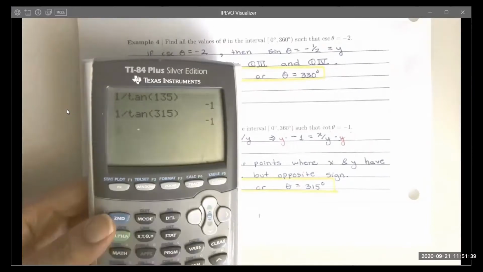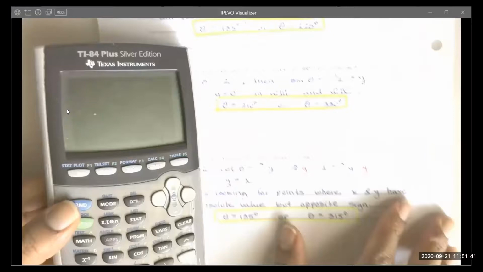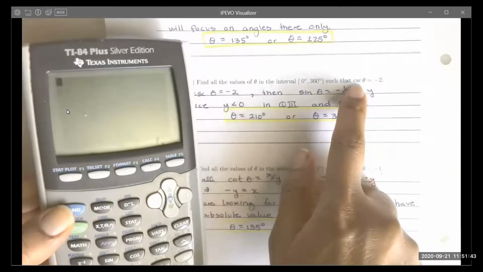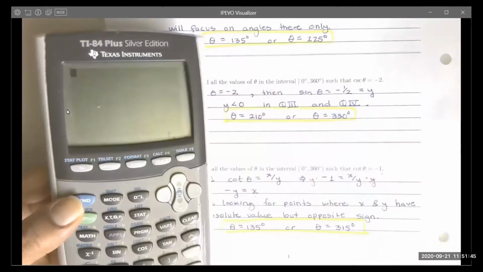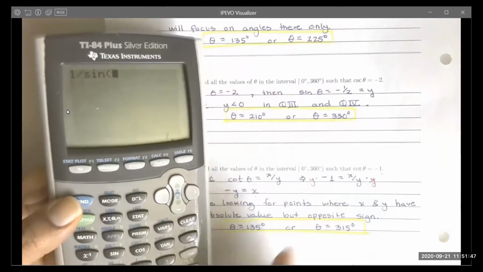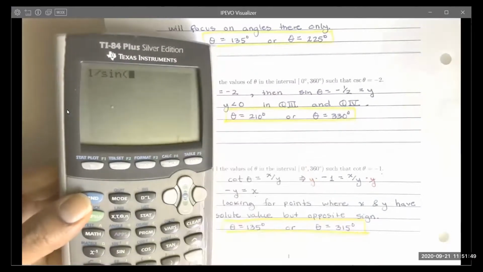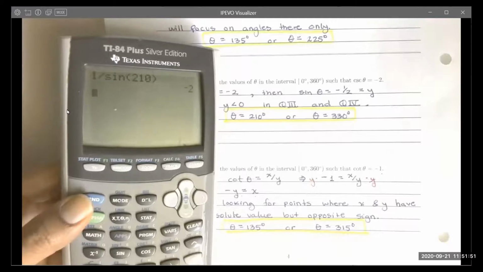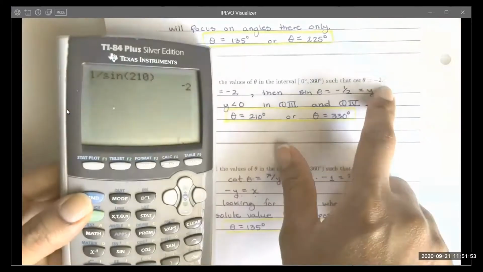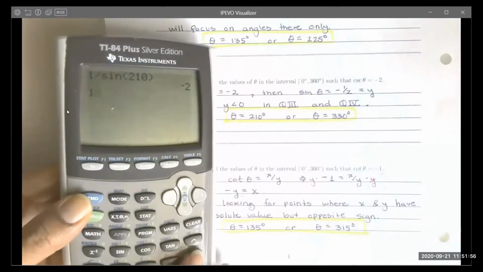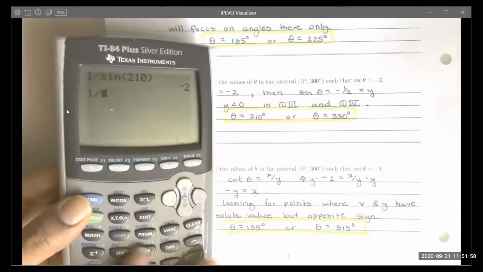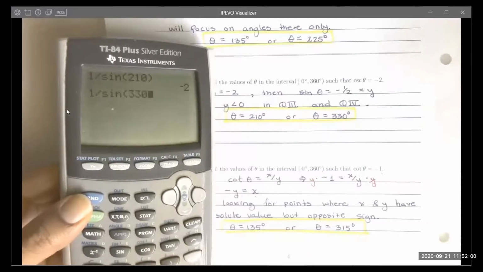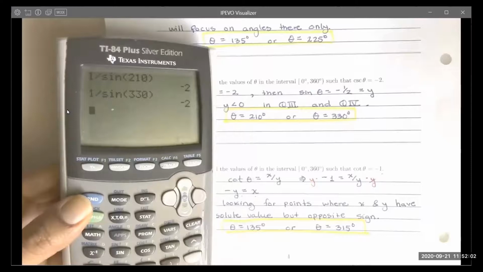Let's check example number 4. For example number 4, we have cosecant, and that's 1 over sine. I want to check 210. That gives me -2, so that looks good. And then 1 over sine of 330, and that also gives me -2.